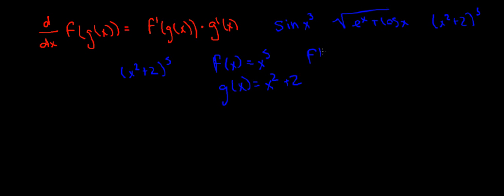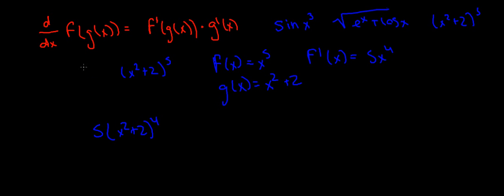So f prime of x is equal to 5 times x to the fourth. But the inside is going to remain the same. So far what I'm going to have is 5 times x squared plus 2 to the fourth.